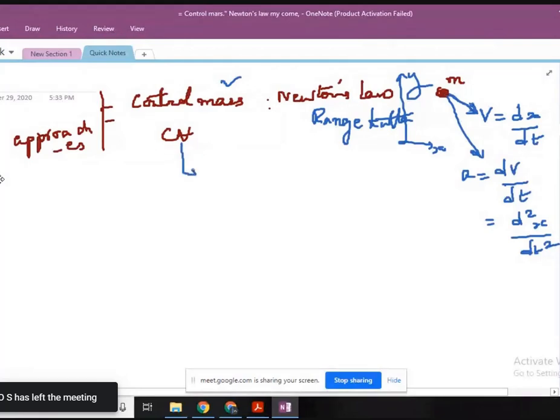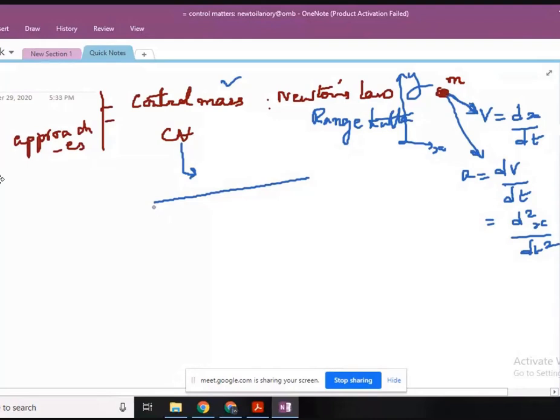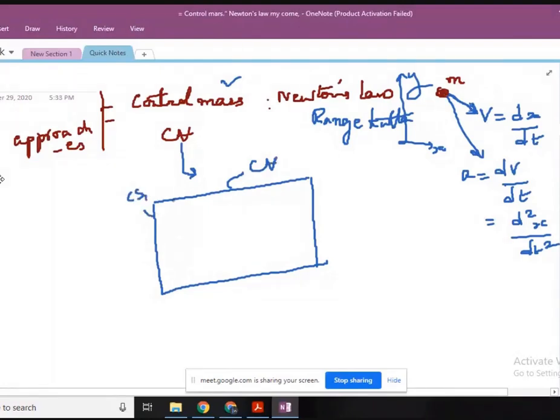In the control volume approach, on the other hand, you have a field. You have a control volume. Let me say this is the control volume, and these are control surfaces. This is called control surface 1, control surface 2. The surfaces which make up the control volume are called control surfaces.